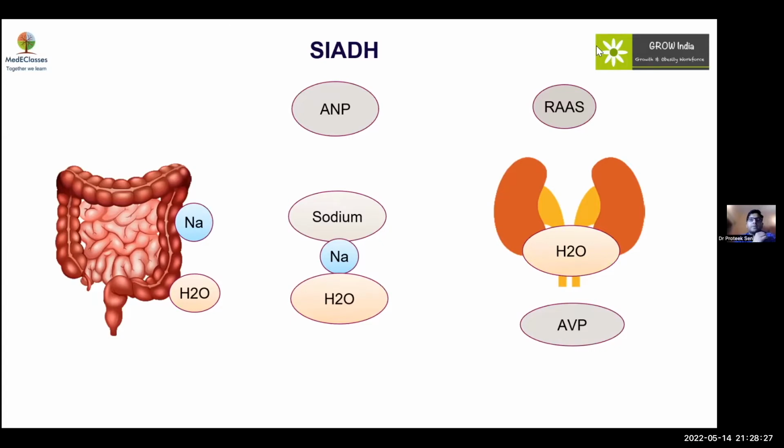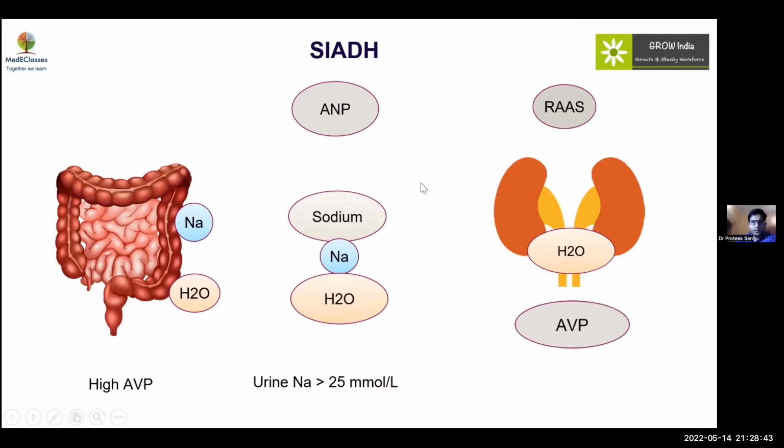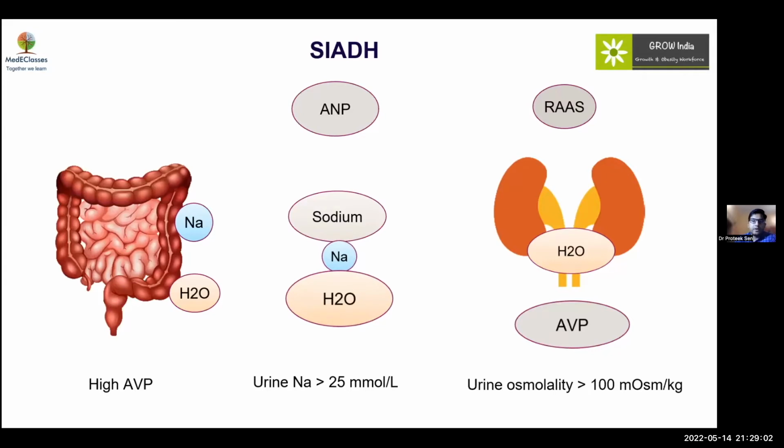Now coming to SIADH. In SIADH, the body is actually normovolemic. ADH should not be released, but there is an inappropriate release of ADH with normovolemia. So there is again high AVP in the setting of normovolemia. Now understand, because there is normovolemia, urinary sodium is not affected because aldosterone is not released so high. And because of normo- or even hypervolemia, ANP is released, which increases urinary sodium to more than 25. And again, urinary osmolality is inappropriately increased, at more than 100.